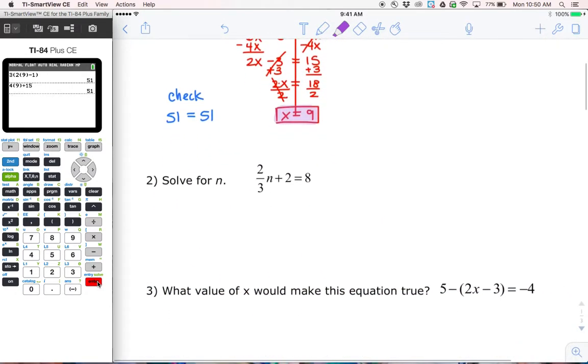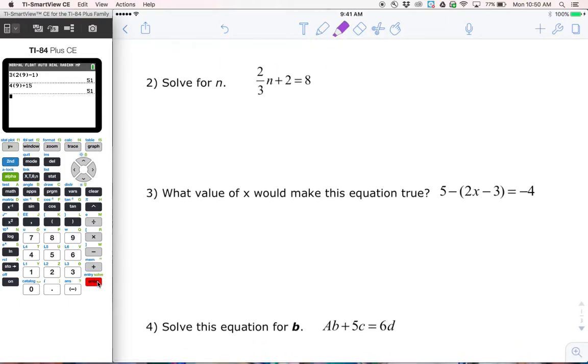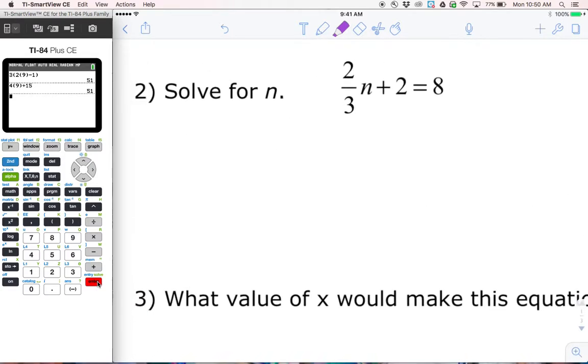Okay, problem 2 is very similar to the first problem. We're just solving. But some of us get a little bit upset because of this fraction. There's nothing to simplify, so let's go ahead and jump straight to solving. Now remember, we need to get rid of 2/3 and we need to get rid of 2. Save the number touching your variable for last. So save 2/3 for last, which means I'm going to deal with this 2 right now.